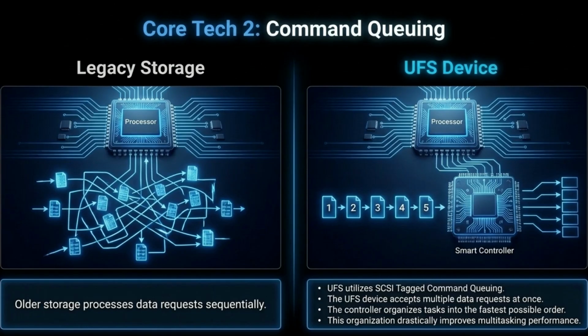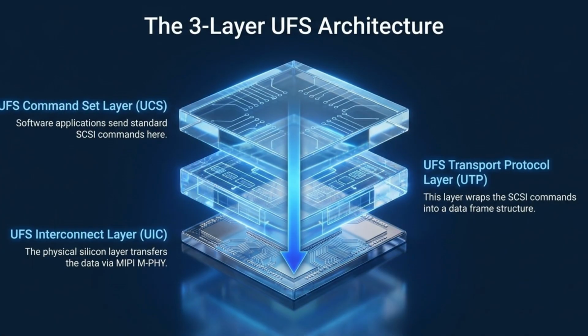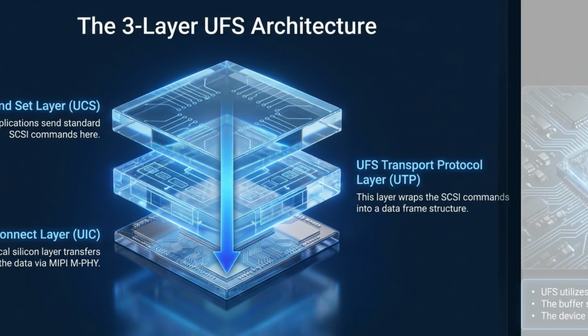By accepting multiple data requests at once and organizing them into the most efficient order, the controller drastically improves overall multitasking performance. The architecture is structured into 3 layers: the command set layer for handling SCSI commands, the transport protocol layer for managing data frames, and the interconnect layer for high-speed physical data transfer.